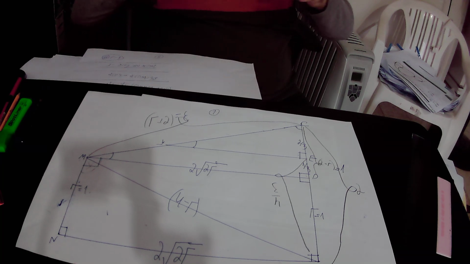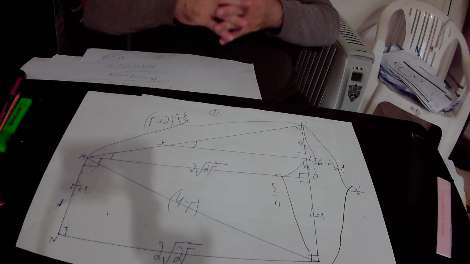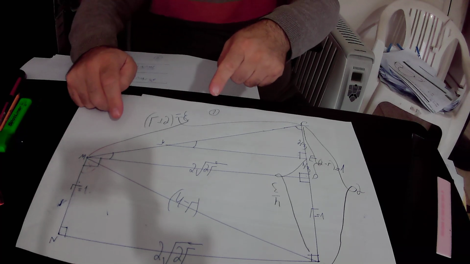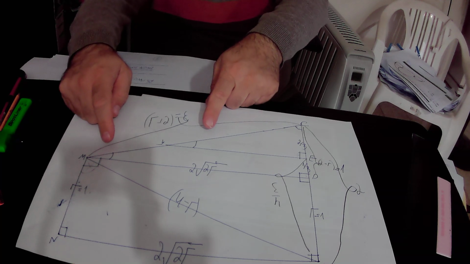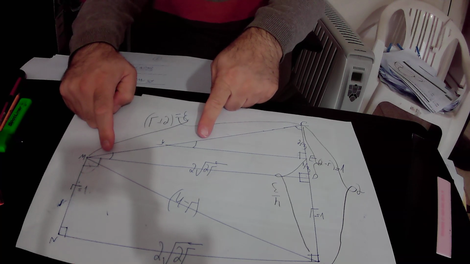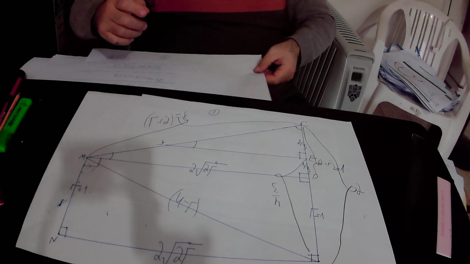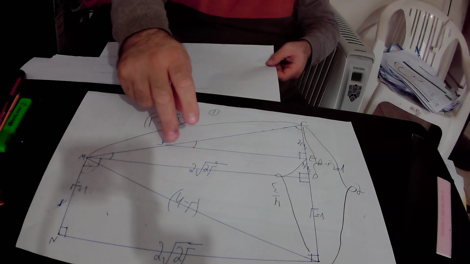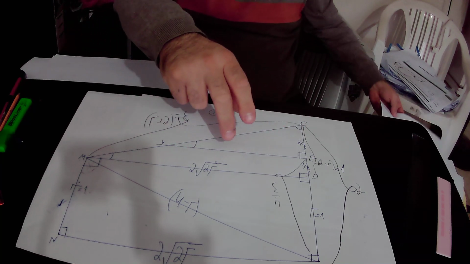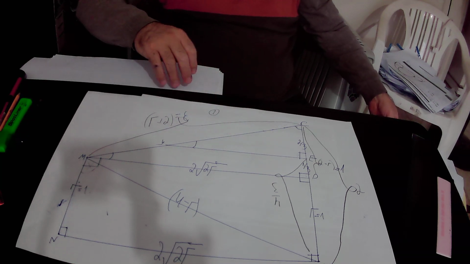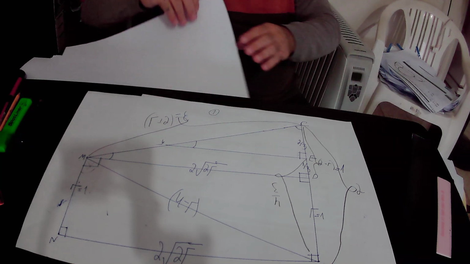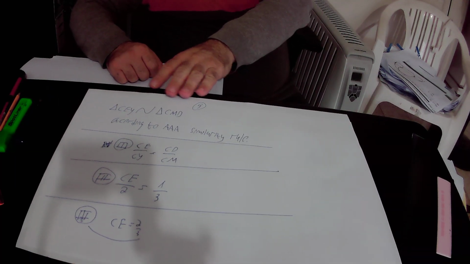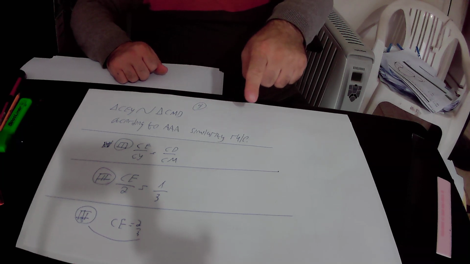According to the third angle theorem, if you have two pairs of angles that are equal in two triangles, then the third pair of angles must also be equal. So in our specific case, those two angles are equal to each other. So we proved that all three angles in triangle CYE are equal to all three angles in triangle CMD. Therefore, we proved that those two right triangles are similar according to the angle similarity rule. We proved that triangle CYE is similar to triangle CMD.